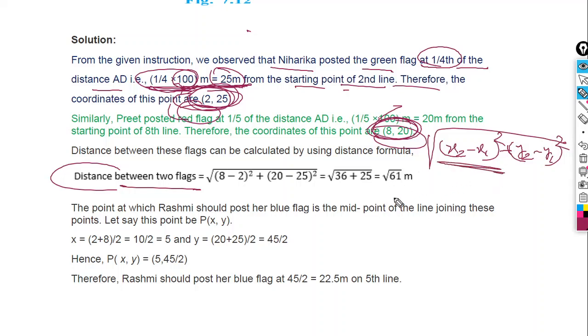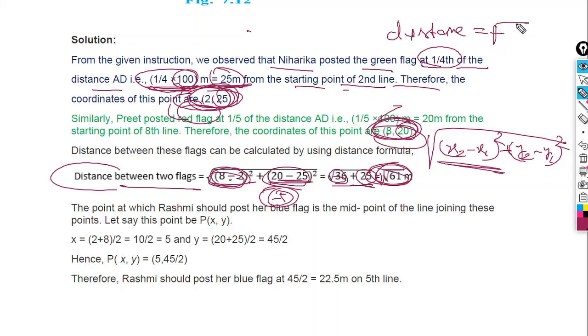So you find x2, x1: here (8 minus 2) square plus (20 minus 25) square. 8 minus 2 is 6, 6 square is 36. Similarly here 20 minus 25 is minus 5, minus 5 square is 25. 36 plus 25 is 61, root over of 61. So the distance we have found, distance equal to root over of 61. So one problem we have solved.